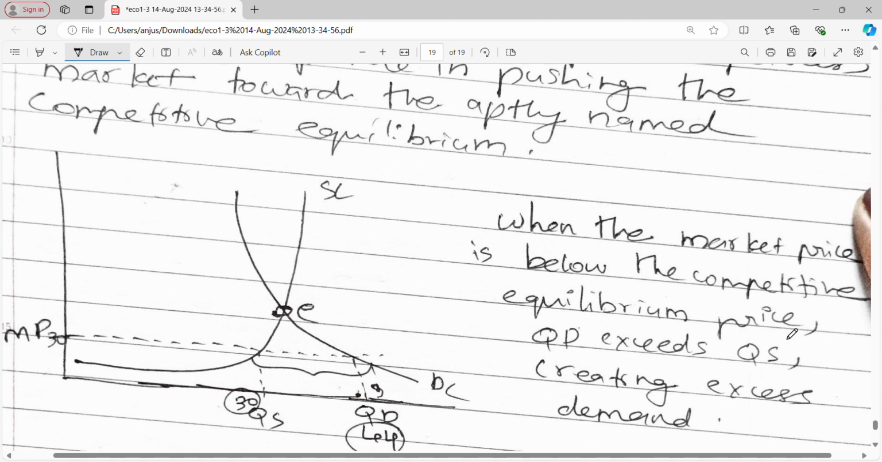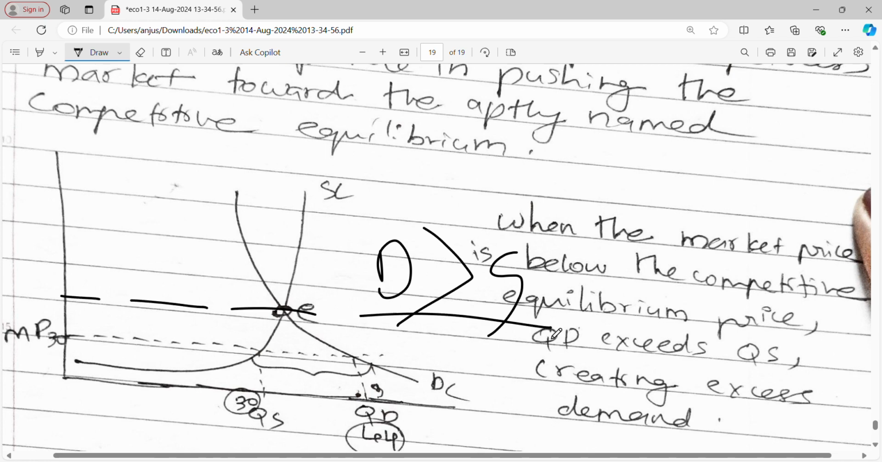Next is when the market price is below the competitive equilibrium price, excess demand occurs. Okay. So here also, as the demand is more, demand exceeds supply. Many are demanding a particular good, so the suppliers will increase the price because all are behind this good only. The market price will be increased and it will reach the equilibrium price.